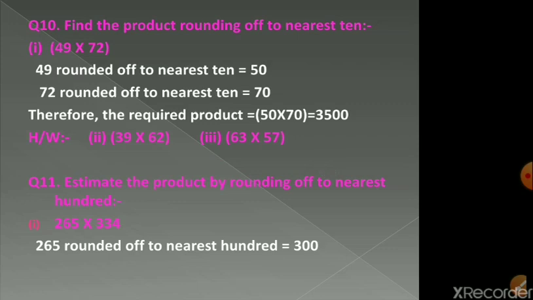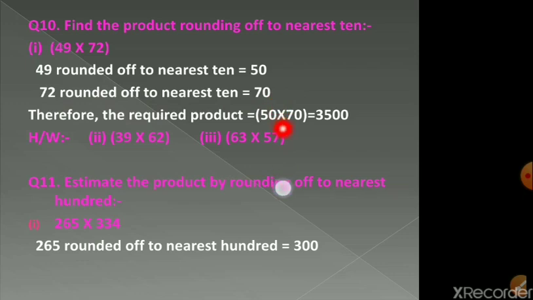Question number 10. Find the product rounding off to nearest 10. Now again, rounding off to nearest 10, check the ones place. We have 9, which is more than 5. So it will become 50. And the second number is 72. We have 2 in the ones place, which is less than 5. So the number will be 70.